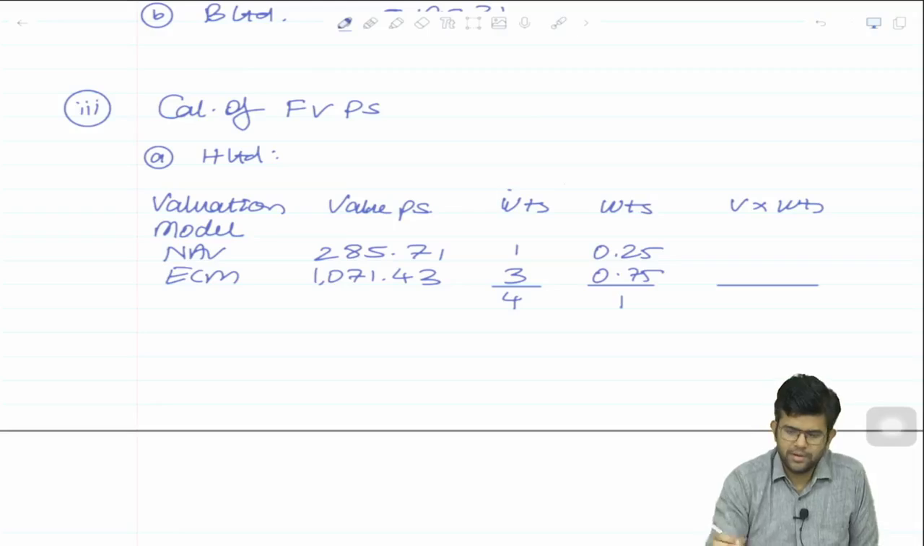So for H Limited you got 875 and for B Limited you got 156.35.